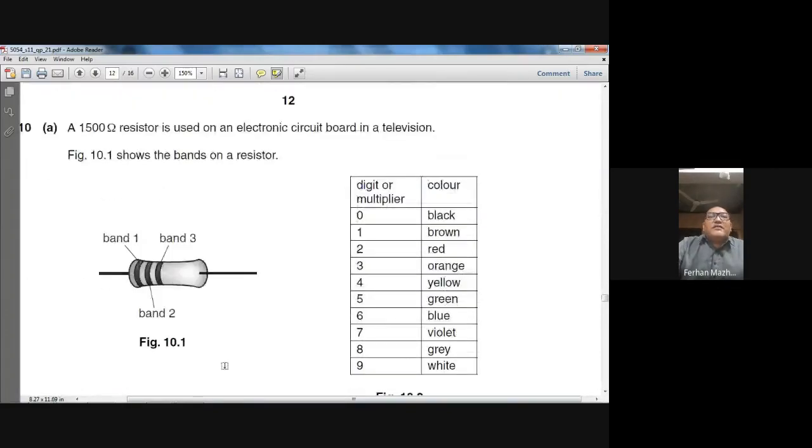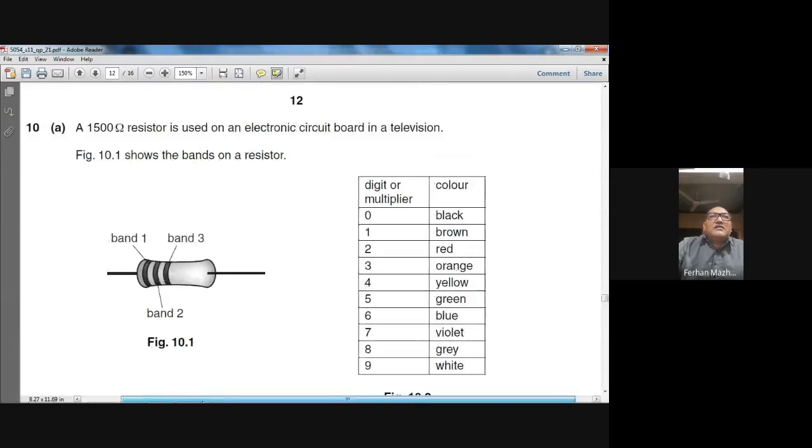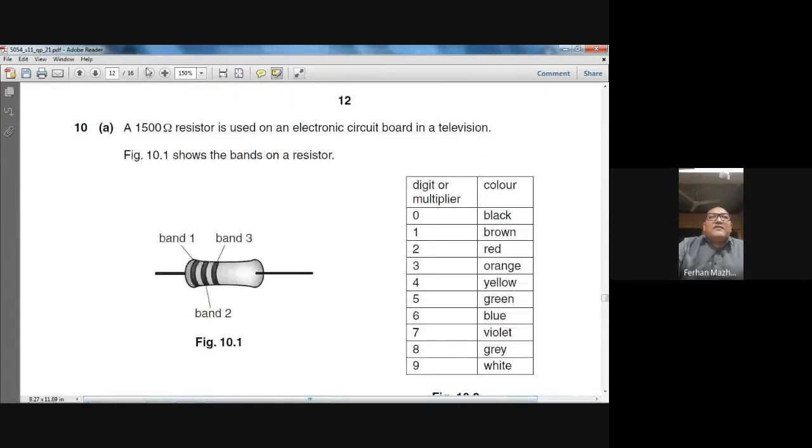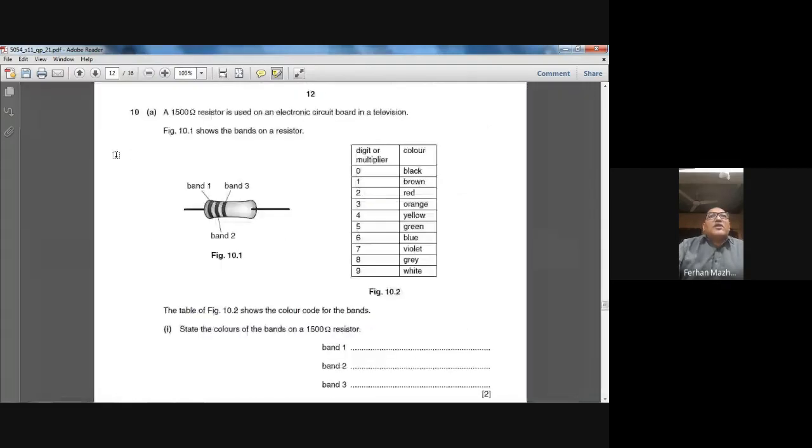Okay, so here we go. Here we have a 1500 ohm resistor used on an electric circuit board in a television. Figure 10.1 shows the bands on a resistor, and the table in figure 10.2 shows the color code for the bands. State the color of the bands on the 1500 ohm resistor. So I will write 1500 as 15 into 10 raised to power 2.